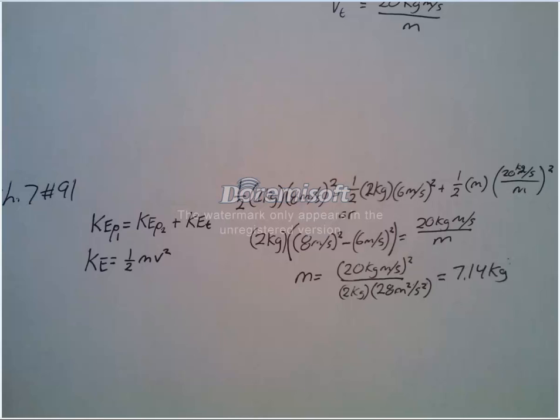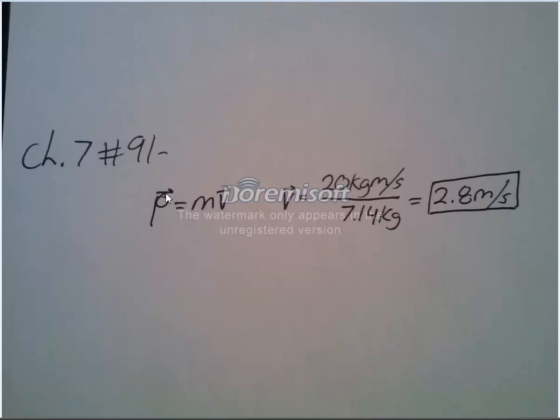And for the final part, we're going to use this momentum equation to solve for the velocity of the target. It may seem weird because we did solve for the velocity up there, but we didn't have the m. We used it in that equation up there to find m, so now we can use m to solve for the actual velocity of the target, which would be 2.8 meters per second. And that would be the answer to our question, the speed of the target after the collision.